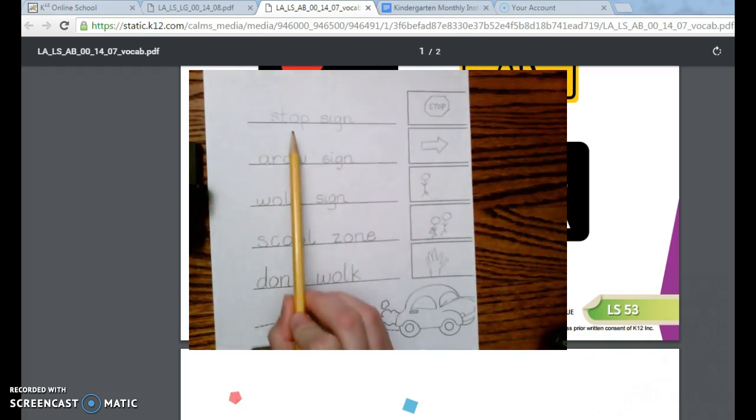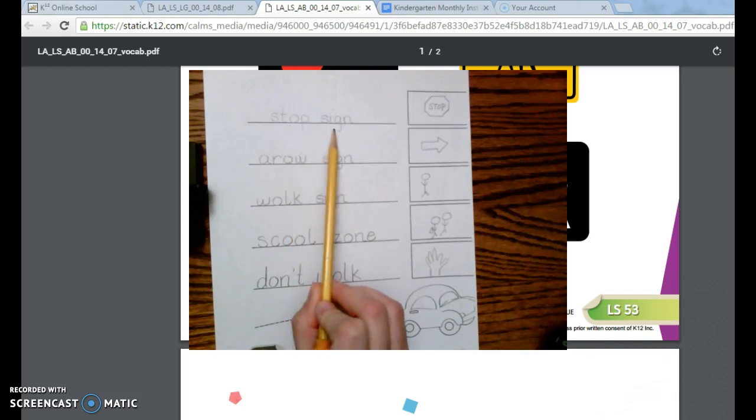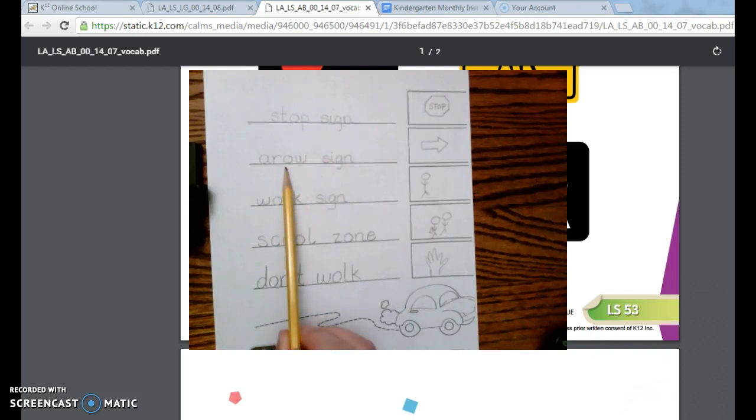So for example, they would say stop sign, arrow sign, walk sign, school zone, and don't walk. And as they read each sign back to you, you can review once more what each one of these signs means. Please pause this recording and have your student complete the All About Me, page 30.